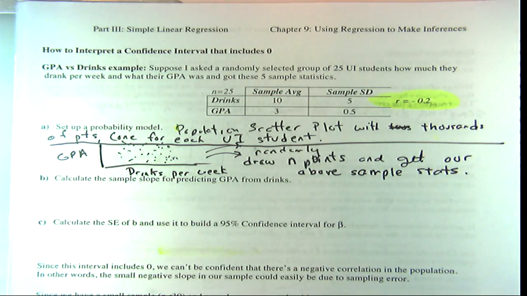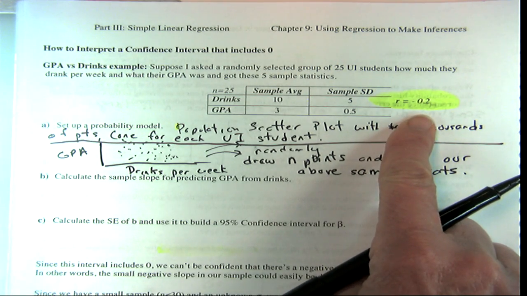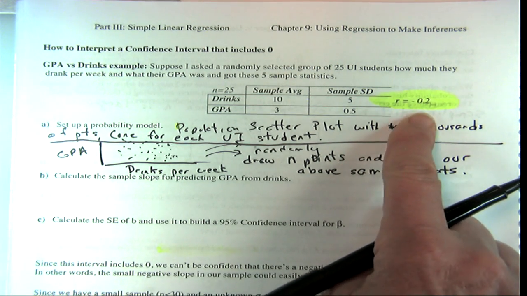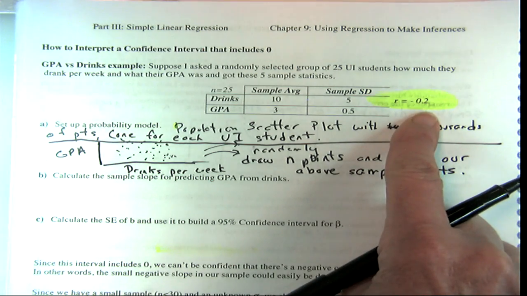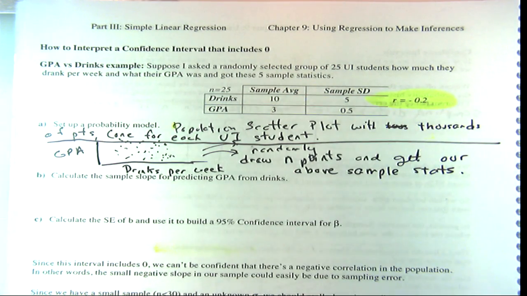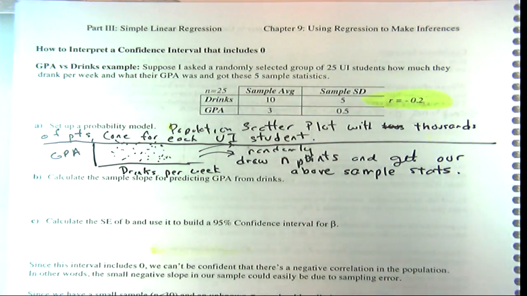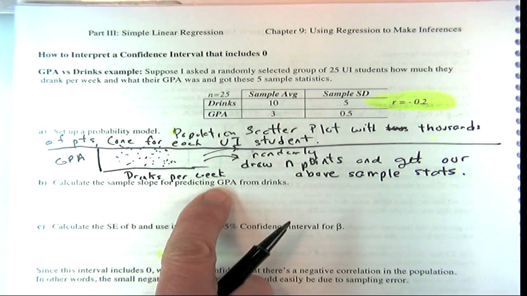Basically, what we're trying to figure out here is, do we have enough evidence from that negative correlation to conclude there's a negative correlation among all U of I students? It's negative in this small sample, but is negative 0.2 big enough? It's similar to doing a hypothesis test, but here we're just doing confidence intervals. All right, first we have to calculate the sample slope.